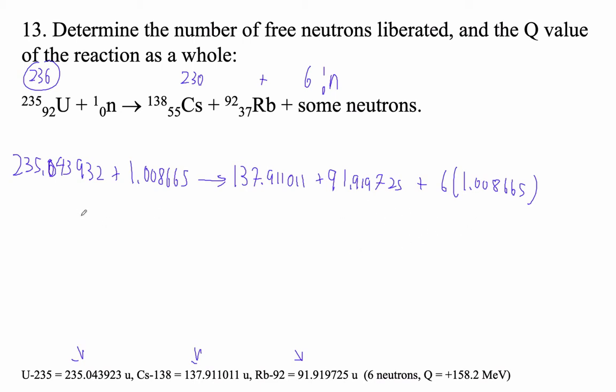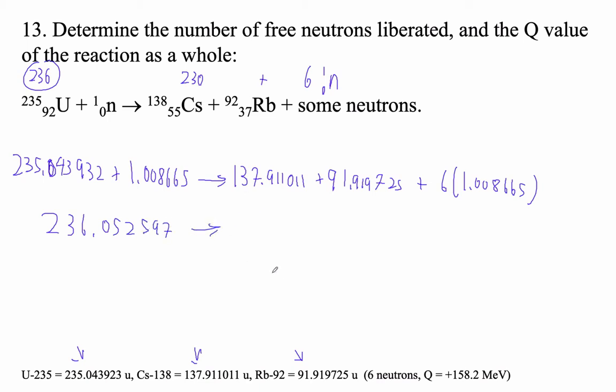All right, so let's add up the left side mass. 235.043932 plus 1.008665. And that is, this total mass on this left side is 236.052597. Let's look at the right side mass here.